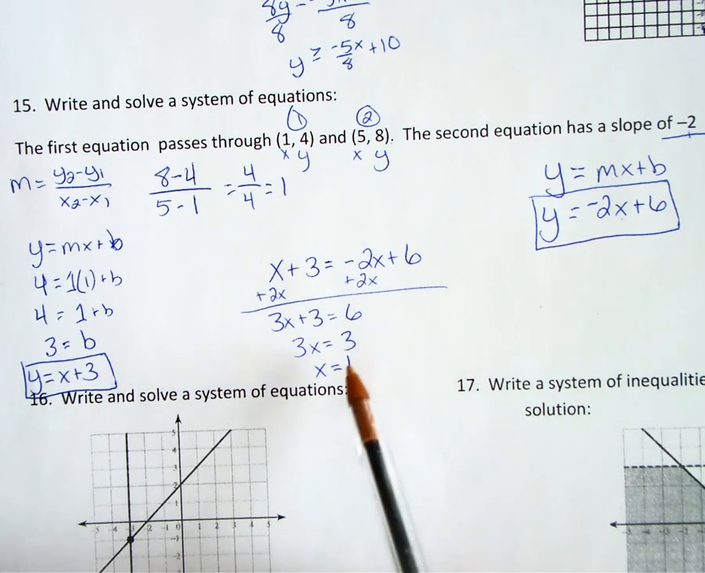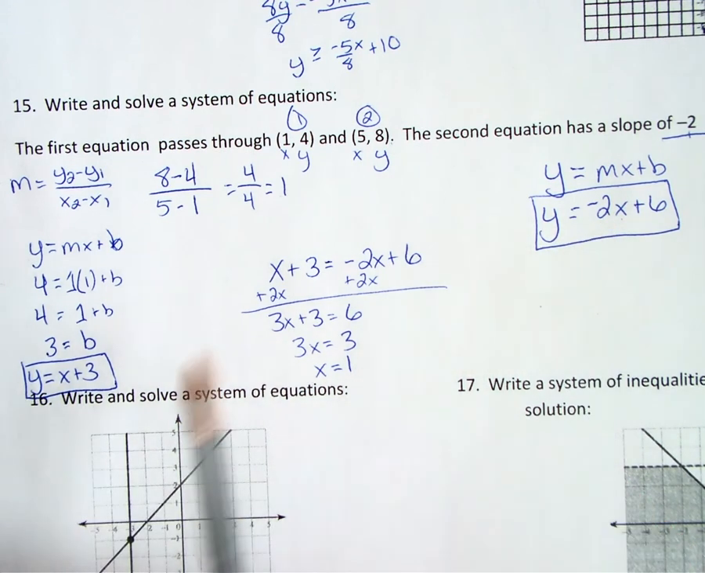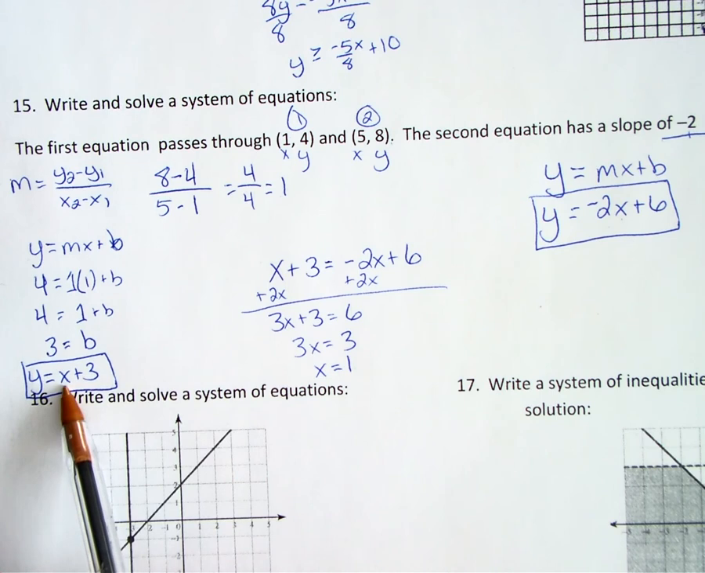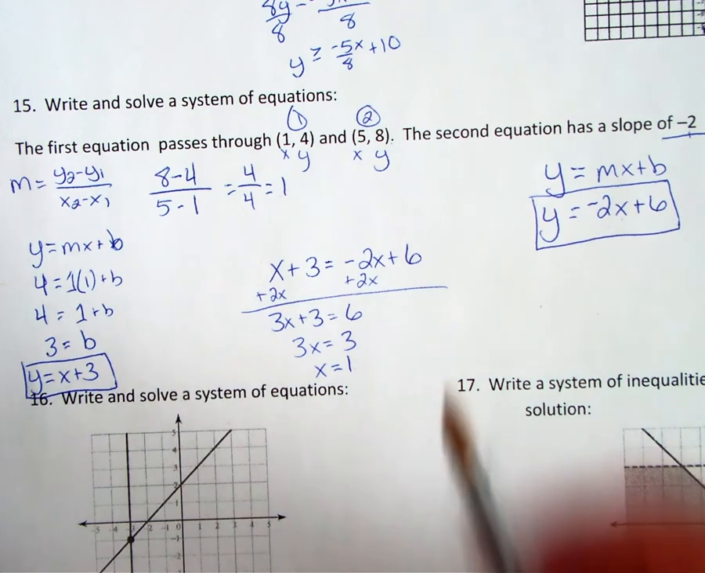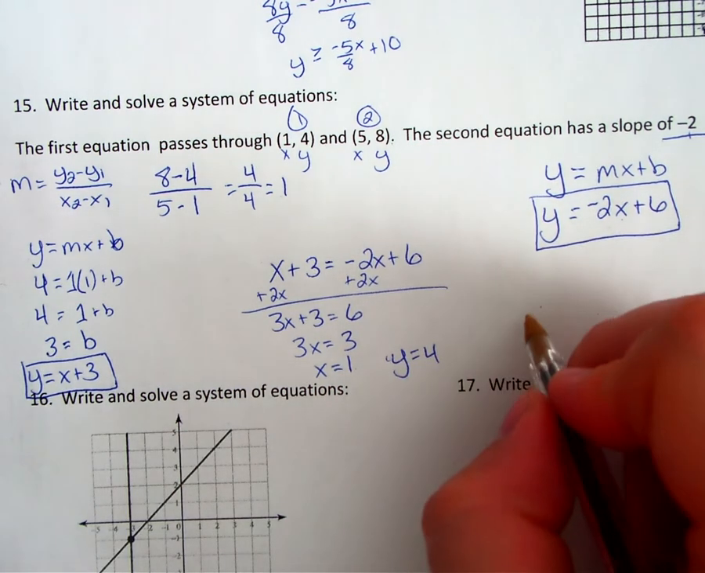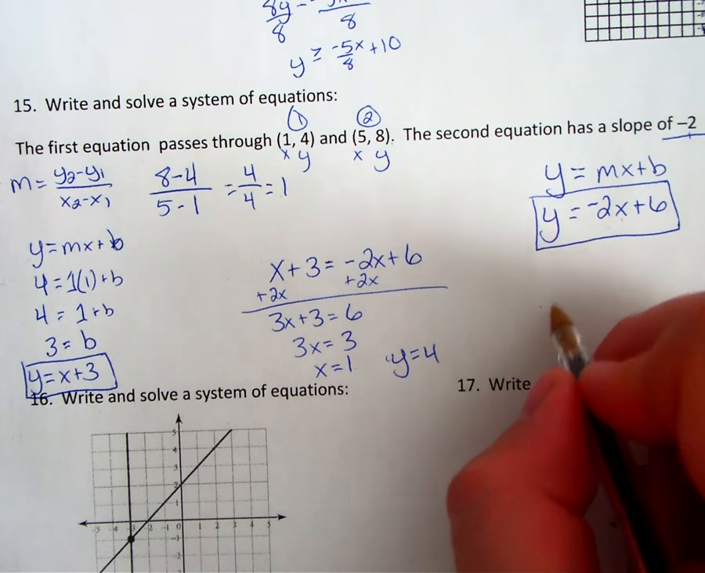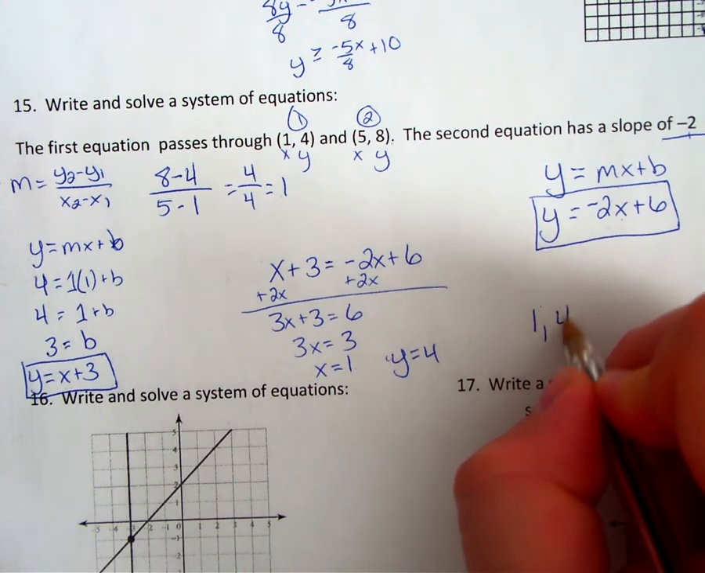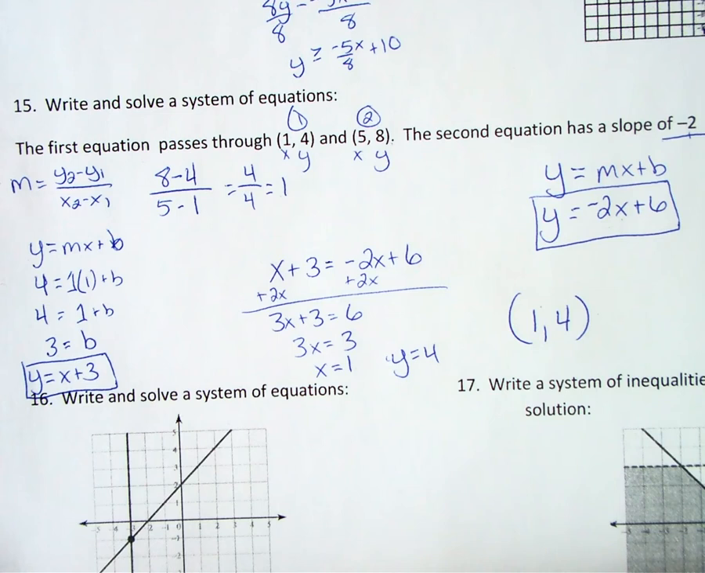Once we know the x value, we can plug it into either equation. Makes sense to use the one on the left because it's going to be much easier. If x is 1, 1 plus 3 gives me a y of 4. And so the solution to this system would be 1, 4. And we move on to the next problem.